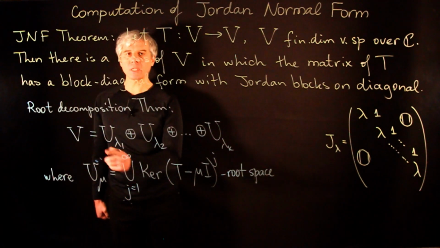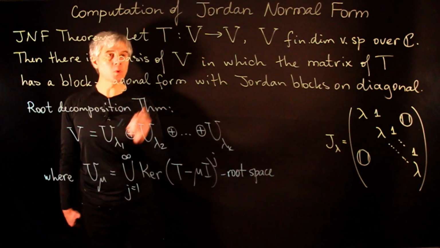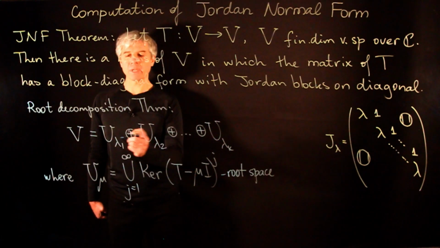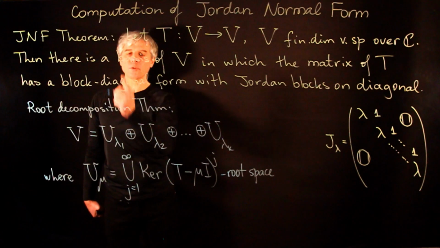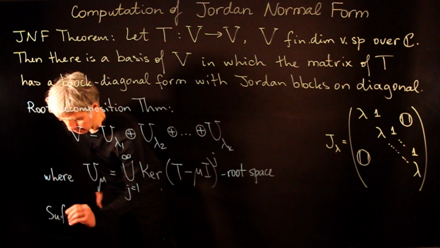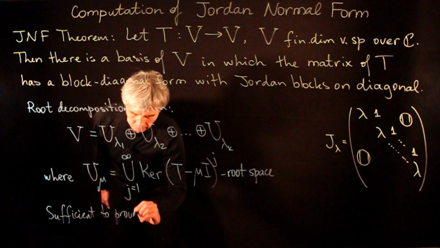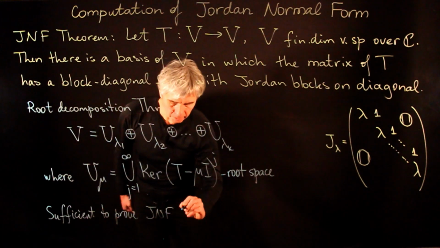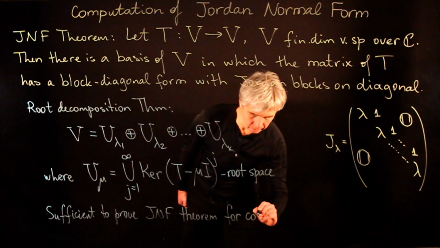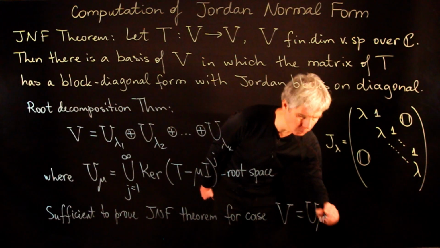We also saw that each root space is invariant with respect to our operator T. So we can view T as an operator on each of these subspaces. Then it is clear that it is sufficient to prove the Jordan normal form theorem for each individual root space. So it is sufficient to prove the Jordan normal form theorem for the case when our vector space is a single root space, U mu.